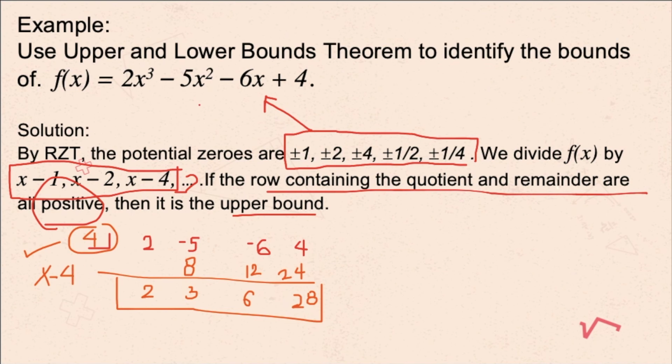By the way, in identifying the upper bound, class, it should be positive. Okay? Everything should be positive. You notice here, I did not use the negative in the potential zeros because we're looking for the upper bound. And in identifying the upper bound, of course, it should be the positive. But in binomial form, it should be x minus 1, x minus 2, and x minus 4. So, the 4 here is your upper bound.